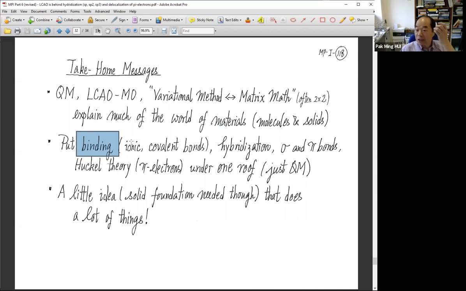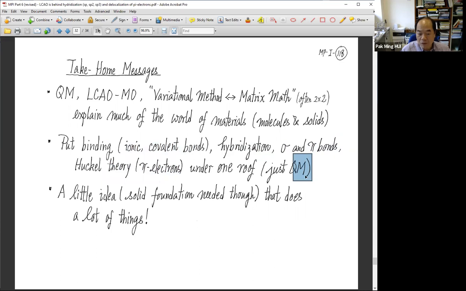preoccupied by this is an ionic bond, this is a covalent bond, this is a metallic bond, things like that. We have one umbrella idea. Solve the Schrödinger equation. Okay, LCAO should be a good thing. Okay, then we understand binding, all kinds of them, hybridization, sigma bond, pi bond, the delocalization of the pi electron, all under quantum mechanics.